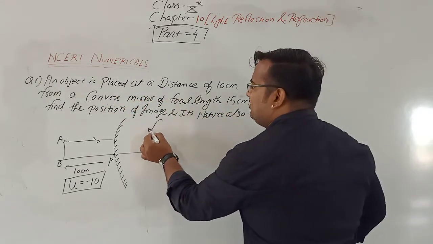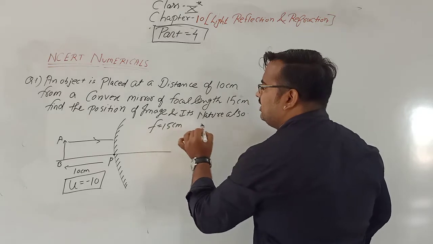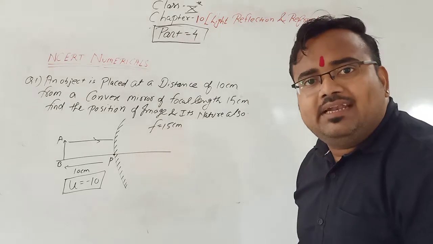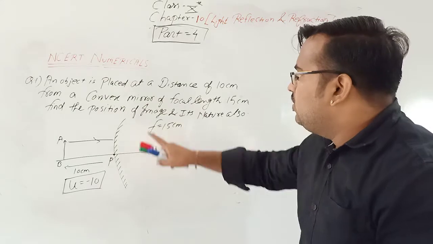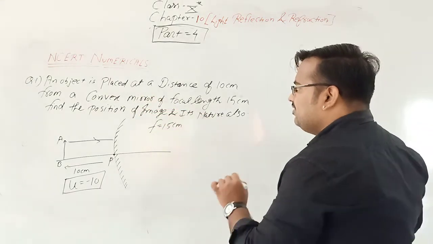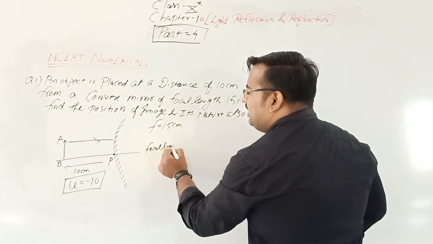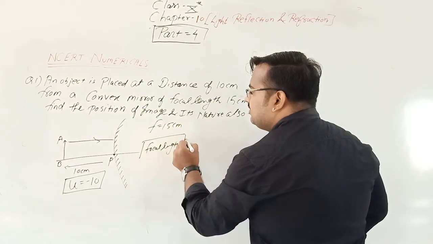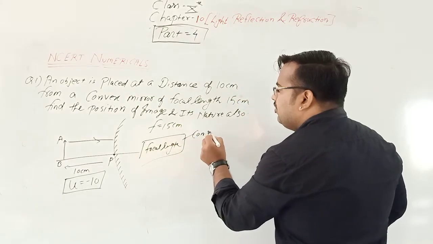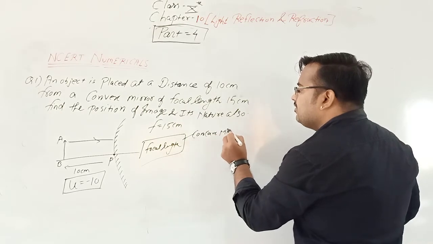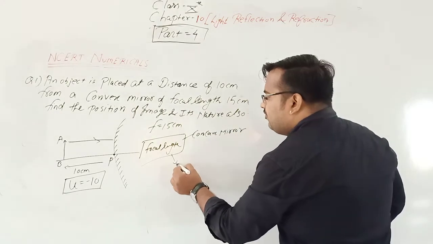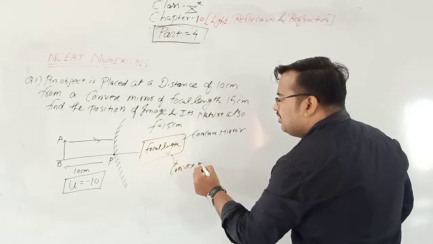Okay, now next, the convex mirror of focal length 15 centimeter. Now let me tell you, in case of convex mirror, write down this point. This is very important. Focal length in case of concave mirror and in case of convex mirror.